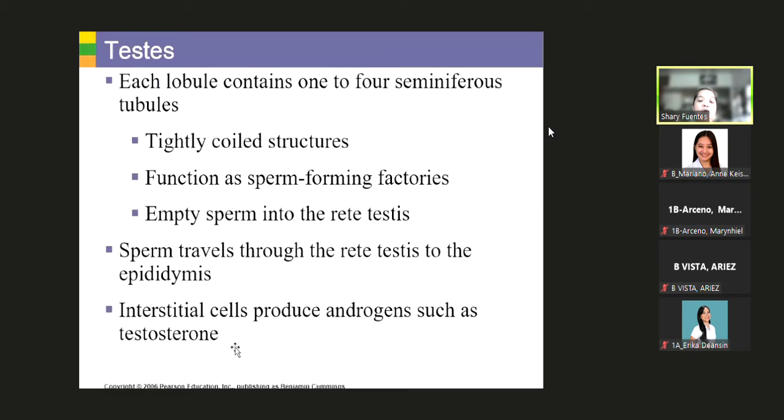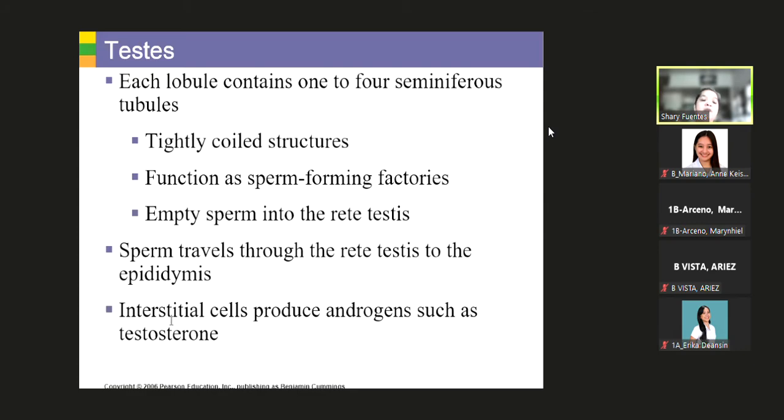Okay, so sinabi natin kanina, doon sa gonads sa intro natin, that the gonads do not only produce the gametes, but they also produce hormones. So the hormone that they produce is your testosterone. They produce the androgen known as your testosterone.